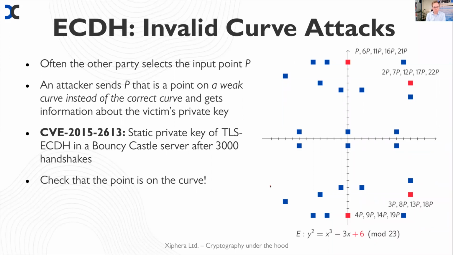For example, in 2015, TLS servers that were running a specific Bouncy Castle implementation had this weakness that they didn't verify that the point was actually on the curve that it should have been. And this allowed an attack which revealed the server's private key after about 3,000 handshakes. So remember to always verify that all points that you receive from outside are truly on the correct curve and not on some other, perhaps weaker curve.